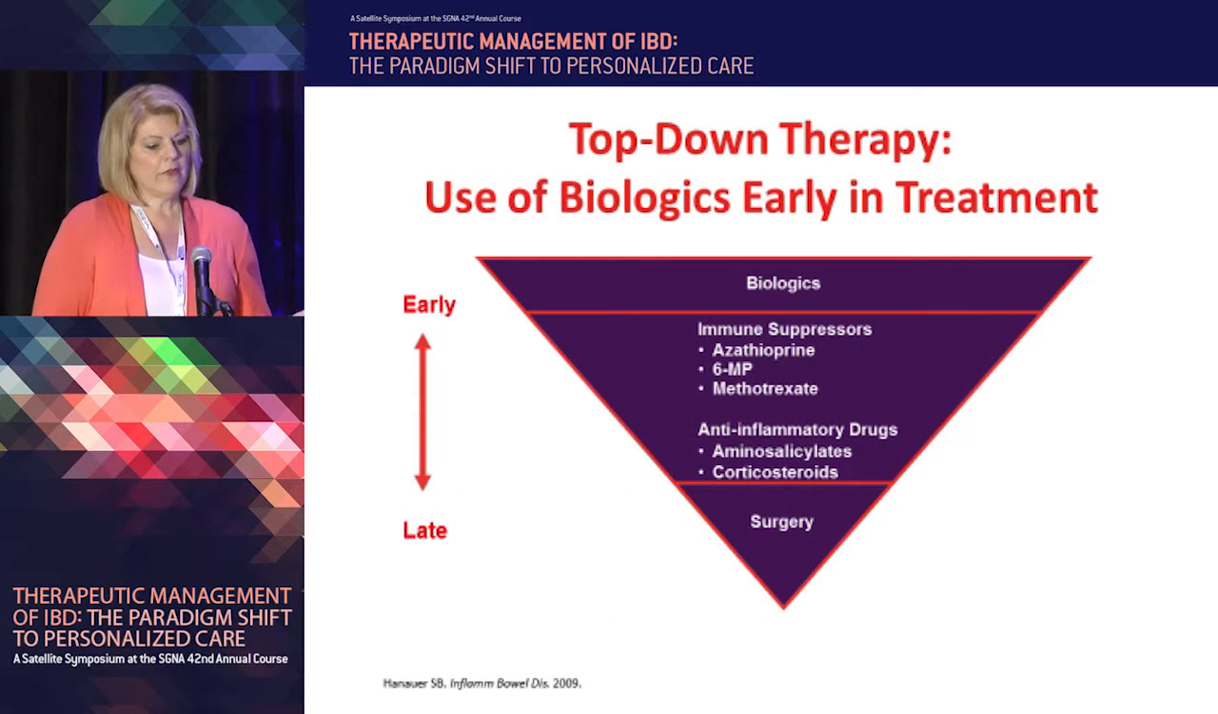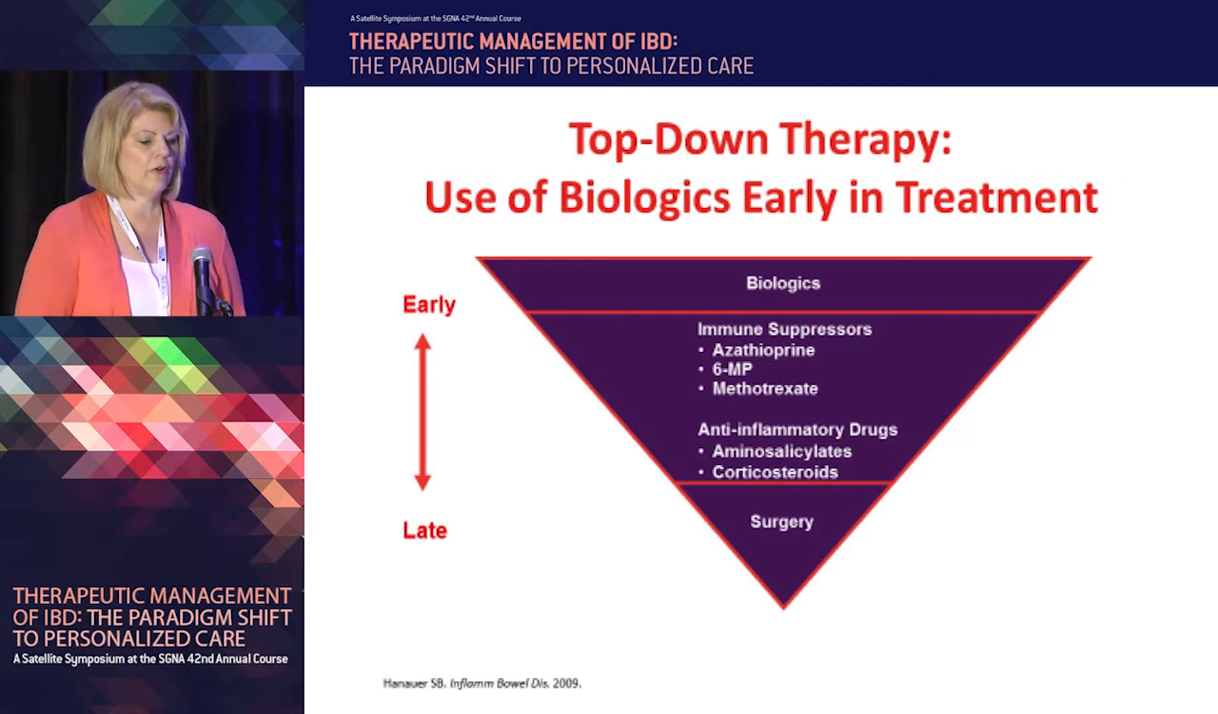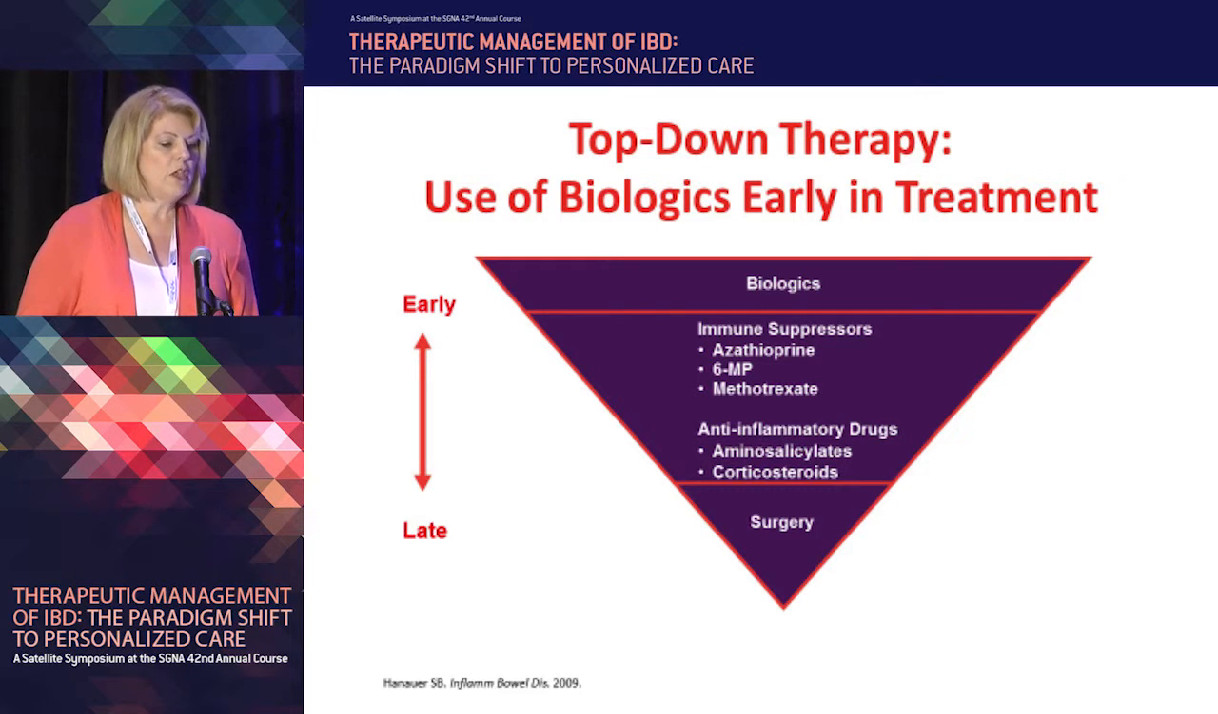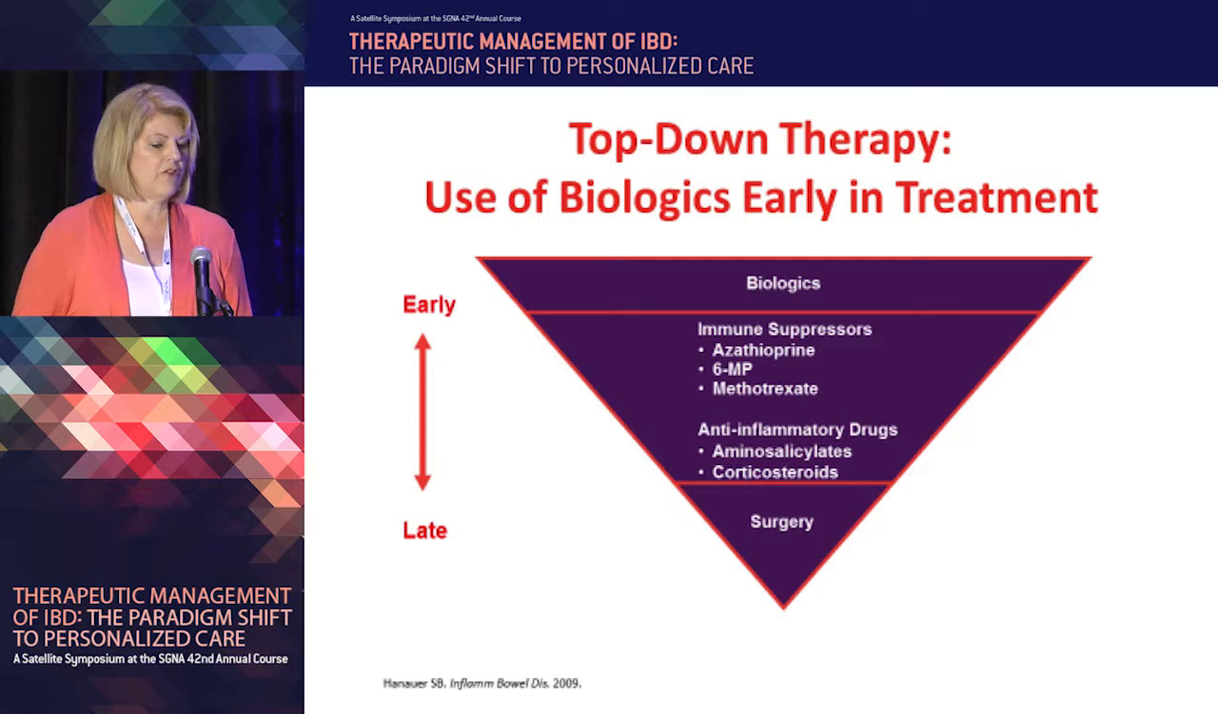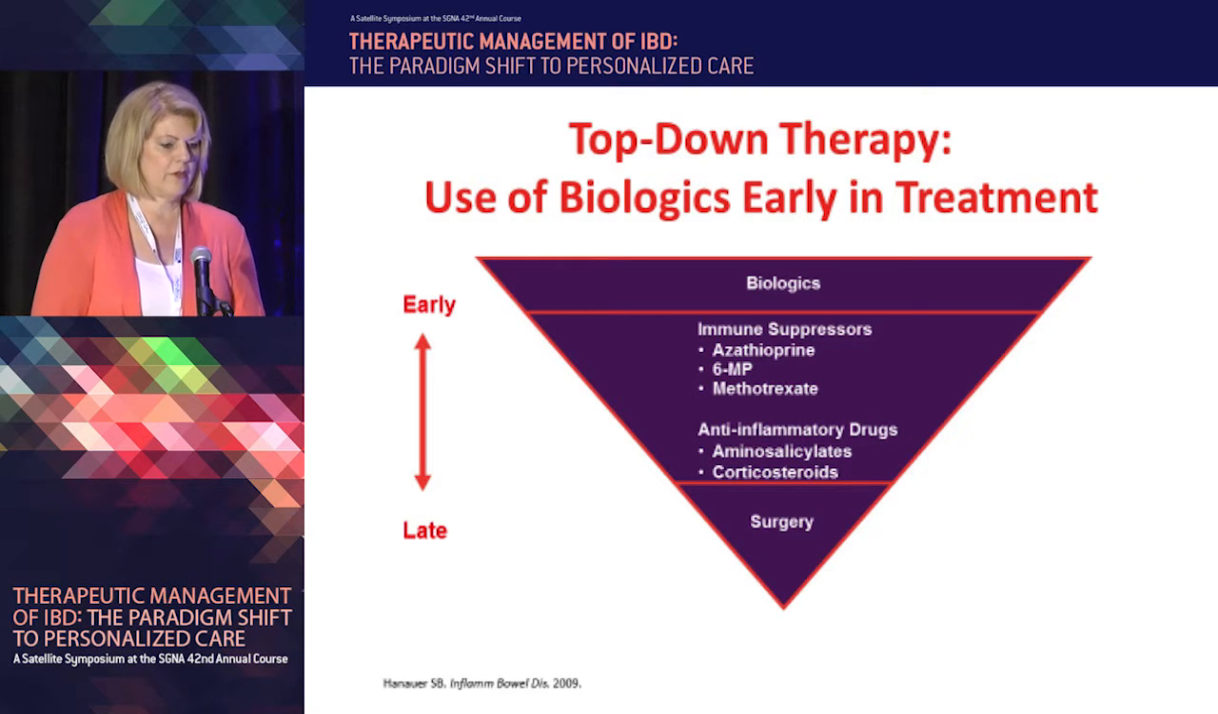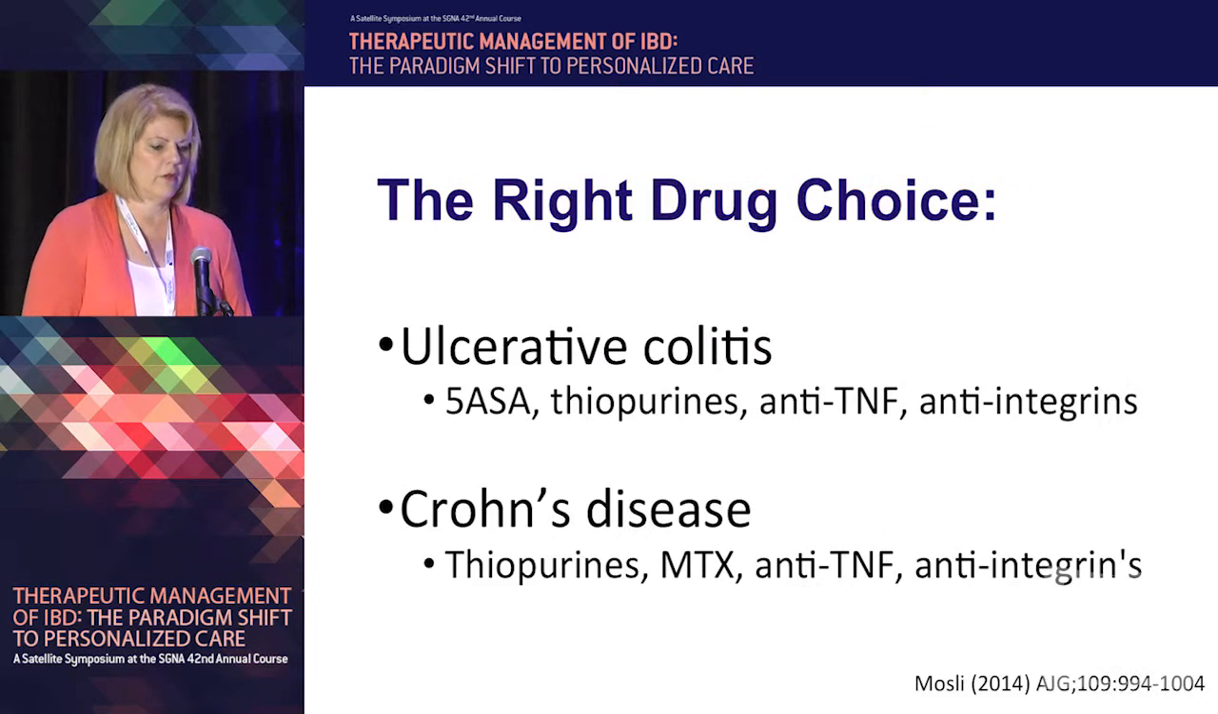The top-down theory was use of biologics early in treatment, and we do know that using them early is good instead of late, where we have the complications of surgery. So it's really utilizing risk management and looking at prognostic markers as to where our treatment is going to go.